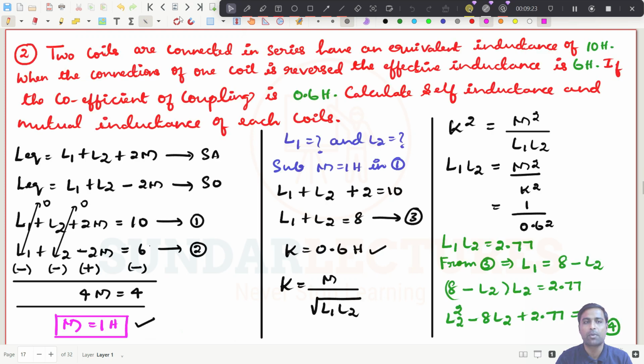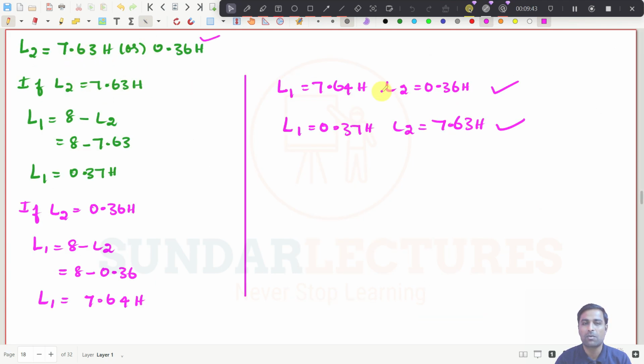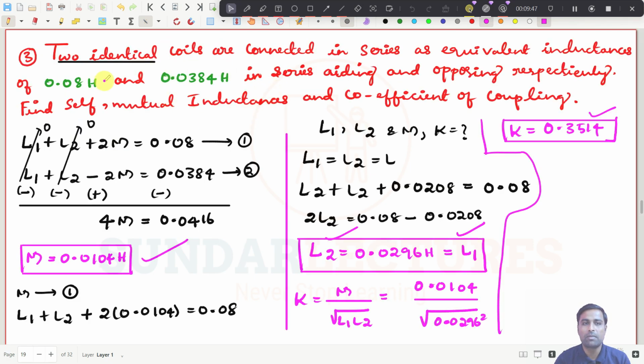And the second problem is also very easy, not a complicated thing. They have given you equivalent inductance values, and then we try to find the value of mutual inductance and self-inductances. And also they have given you the two identical coil conditions. It is very simple compared to the first problem. In the quadratic equation, we got two different inductance values. In this problem, it is two identical coils, so we have found the value of M, L1, L2 and then K.